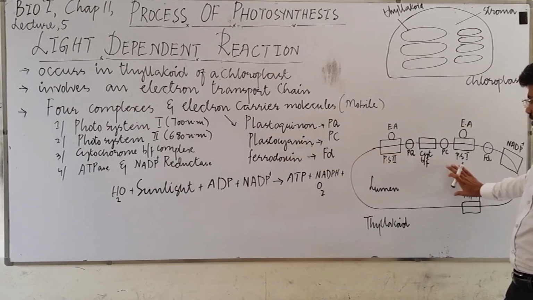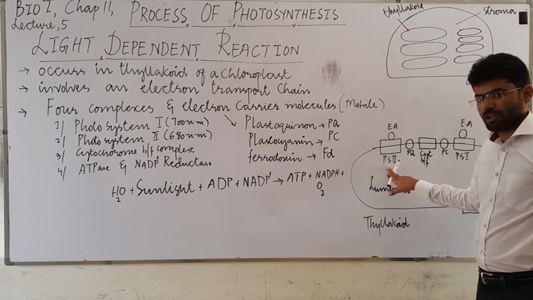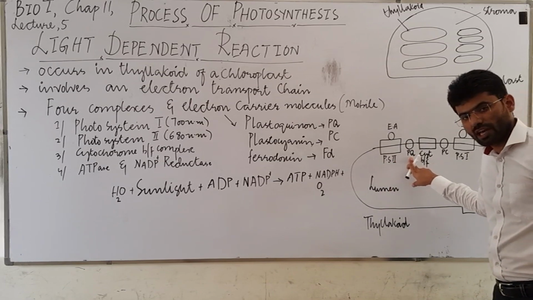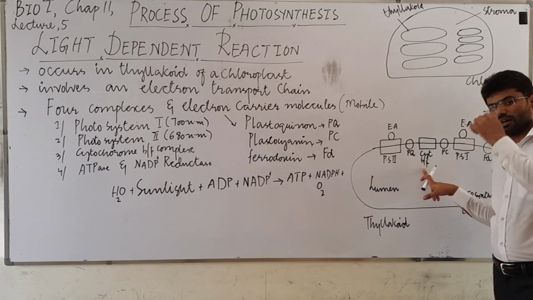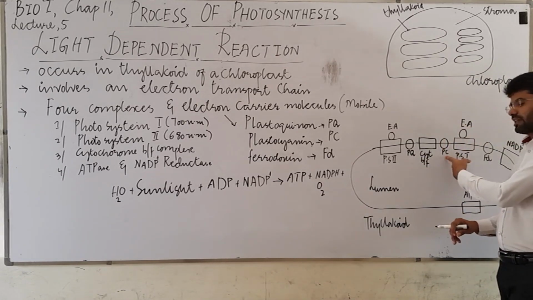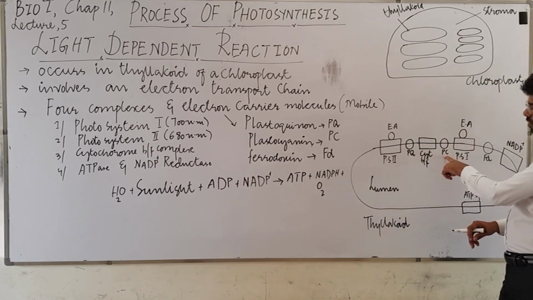So this is called the structure of the thylakoid, in which there is a photosystem two, in which there is a mobile electron carrier called plastoquinone. After that, there is a cytochrome b6f complex. After that, there is plastocyanin. It is also a mobile electron carrier molecule.